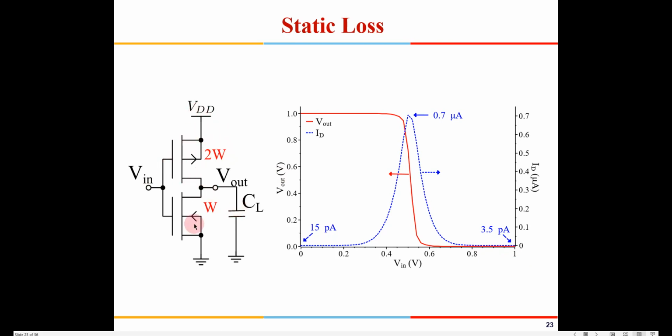So the NMOS turns on, and whatever charge is accumulated in the capacitor should get discharged to 0, right? But this is off, so there is no path between VDD and ground. Nevertheless, you will find that 3.5 picoamperes current is flowing from here to here. So that is why, if you see the width given here, that is the reason.